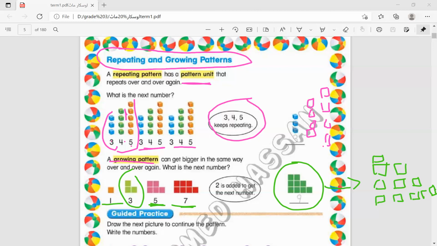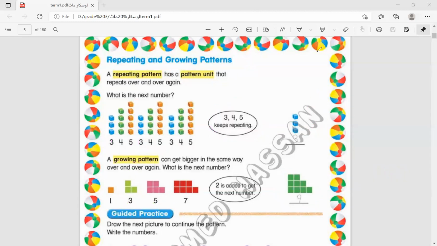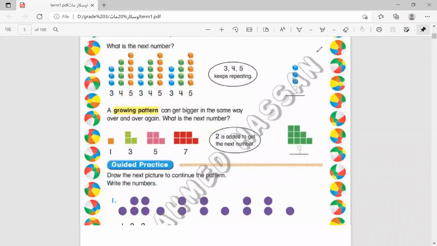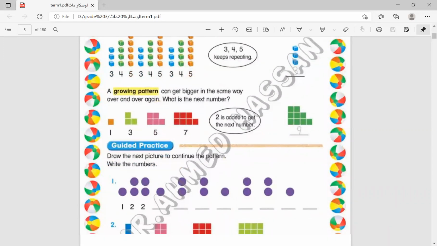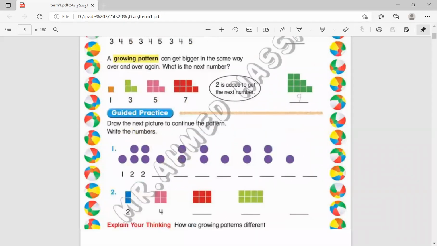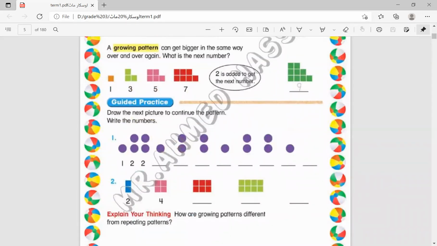Let's now move on to the next part. يلا نروح للجزء اللي بعد كده. Let me clear these drawings in order to go to the next one. Let's go to the next practice, guided practice, where I will help you in this one. Draw the next picture to continue the pattern, write the numbers.